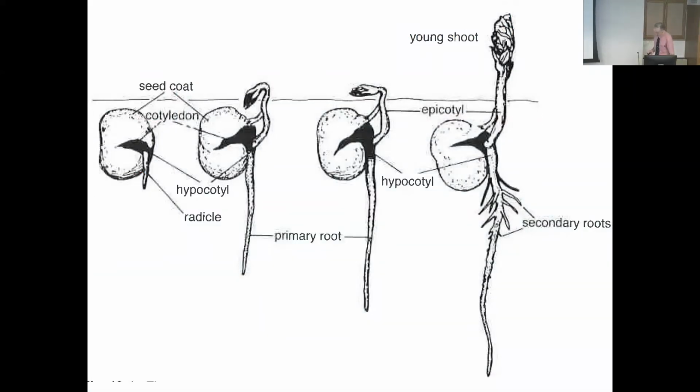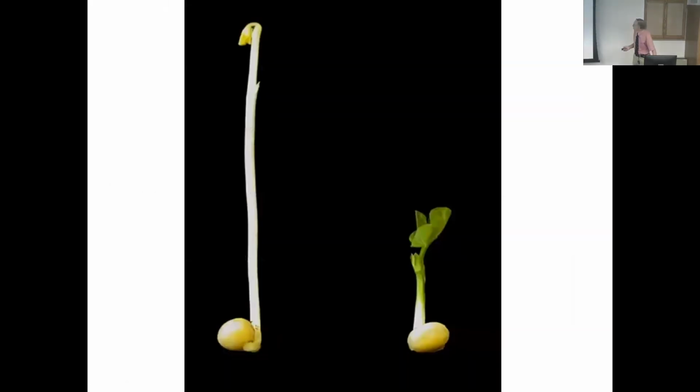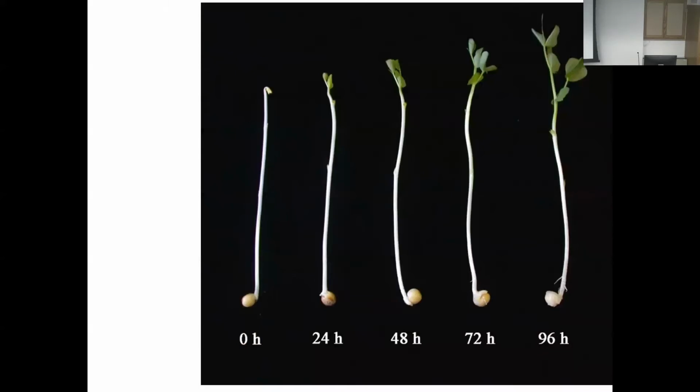Pea has a standard hypogeal germination, which you'd be quite familiar with. In the dark, the seedling stems grow much taller than in the light. Light causes a very pronounced decrease in elongation.